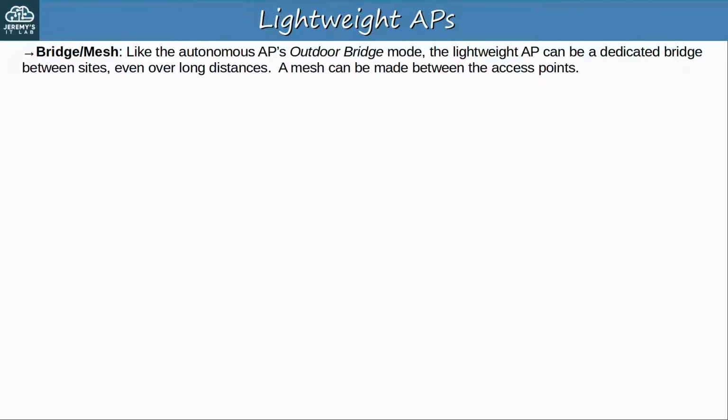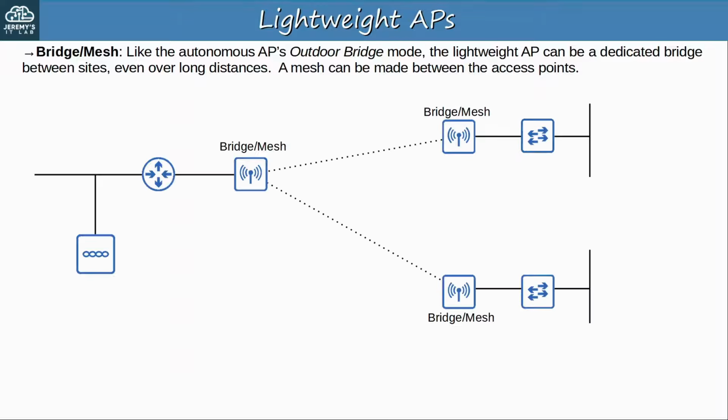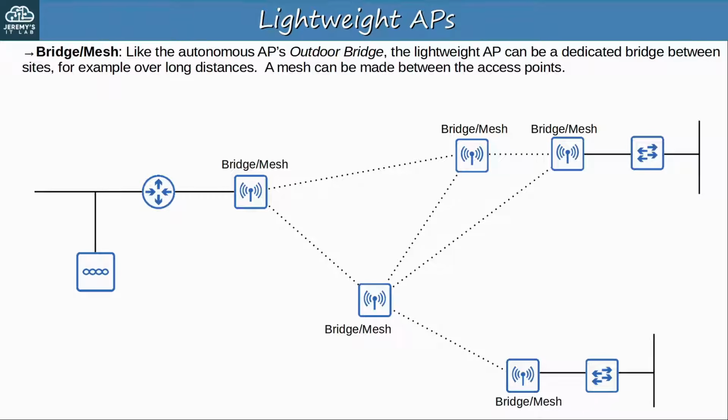Okay, the next mode is Bridge Mesh mode. Like the autonomous AP's outdoor bridge mode, the lightweight AP can be a dedicated bridge between sites, even over long distances. A mesh can also be made between the access points. Here's an example similar to what we saw in the previous video, APs connecting sites together. And here's an example that looks more like a mesh, again, connecting sites together over potentially long distances.